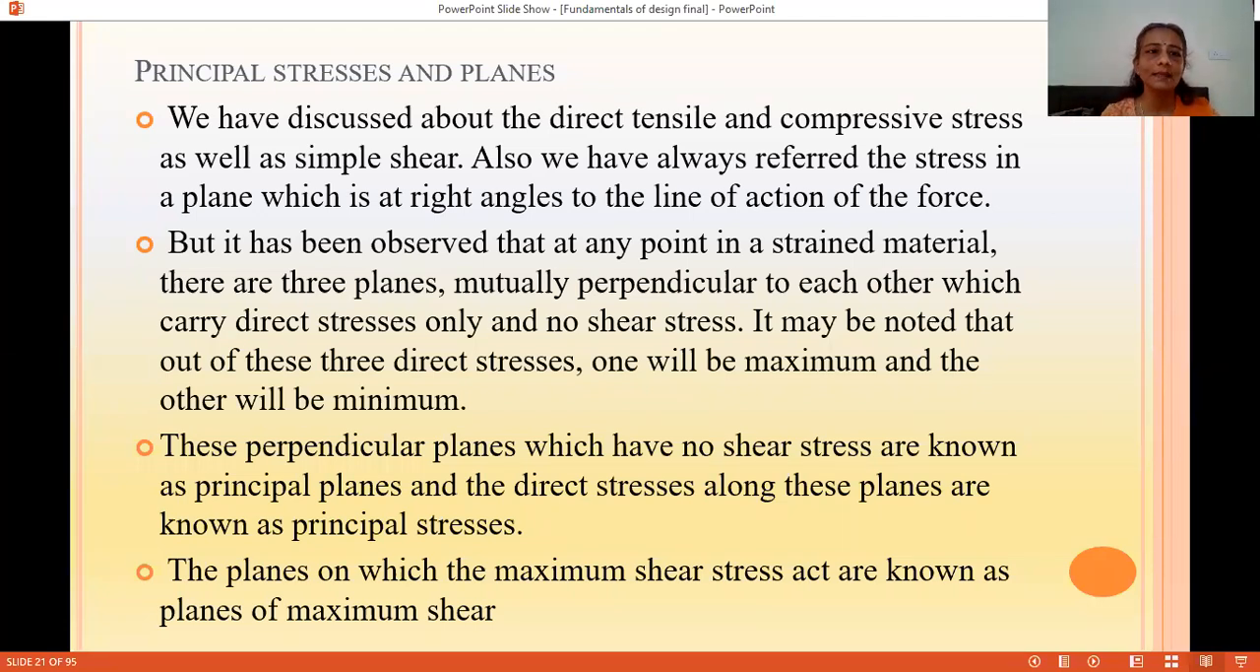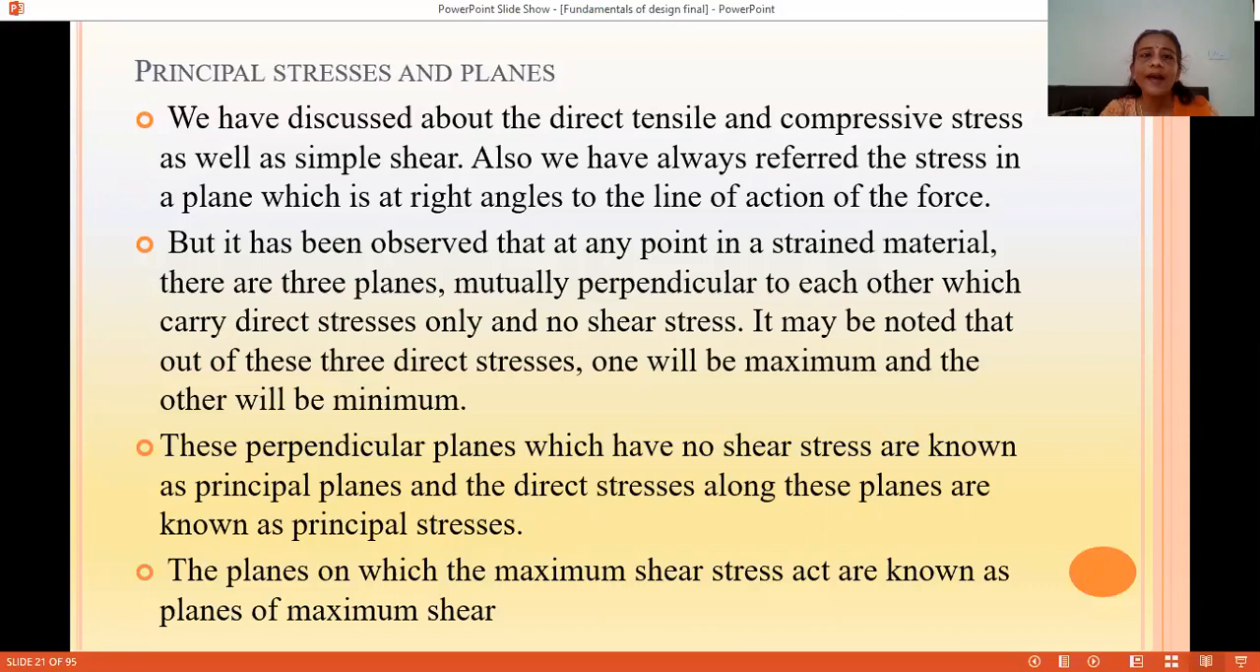So students, next is the principal stresses and planes. So far we have discussed the direct tensile stress, compressive stress, and shear stress. For tensile and compressive, the area of failure is perpendicular to the line of action of the force. But now we will observe a component which will be subjected to three mutually perpendicular planes. All forces are acting in all three directions and no shear stresses are acting on that component.